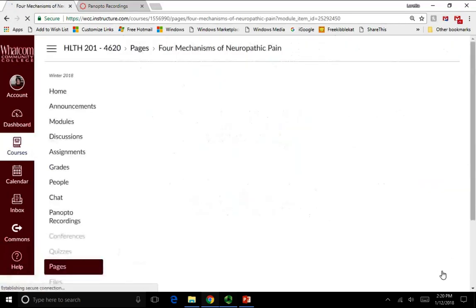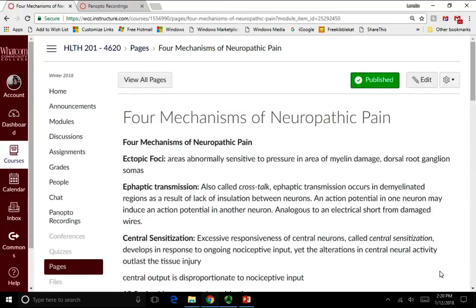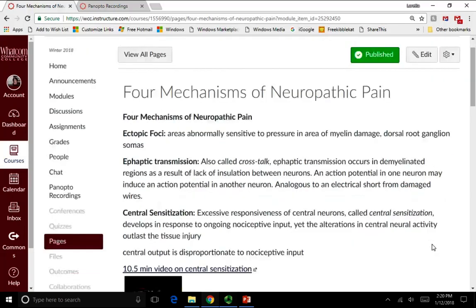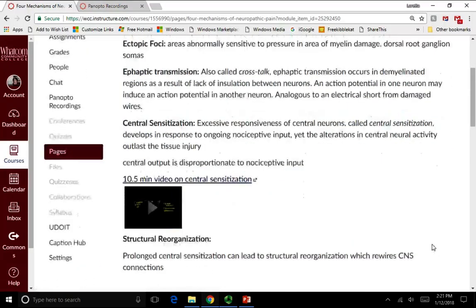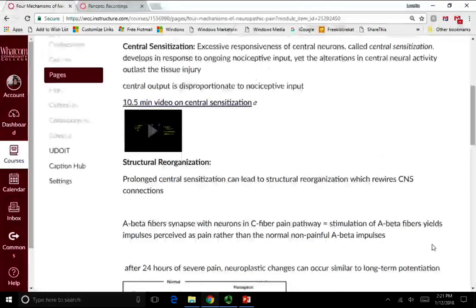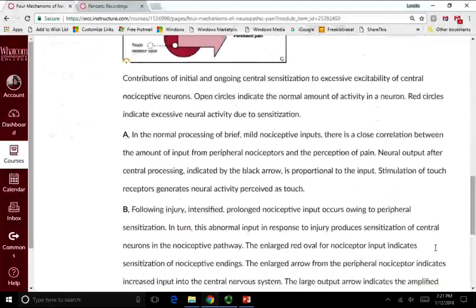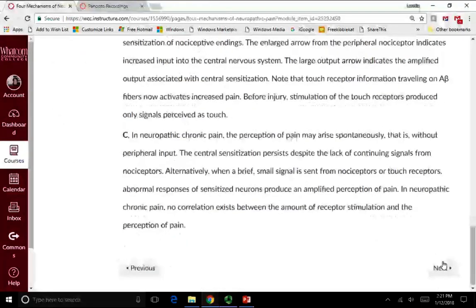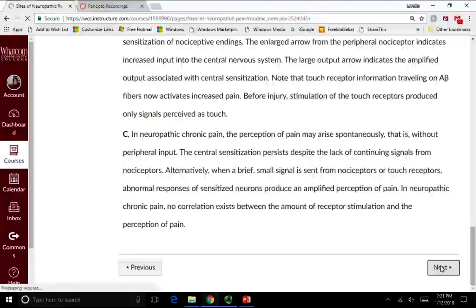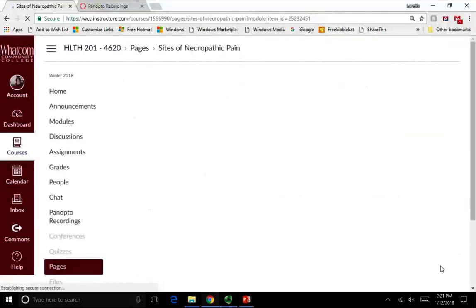So the 4 mechanisms of neuropathic pain, and I had 5 in the PowerPoint, the 5th one being pain matrix dysfunction, which is what we're going to talk about next. So for the 5th, there's a 10-minute video on central sensitization. If you want to take a look at that, optional of course.